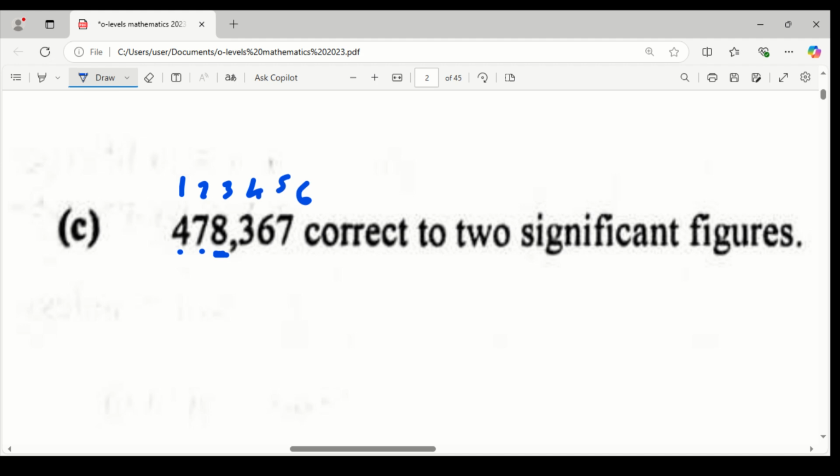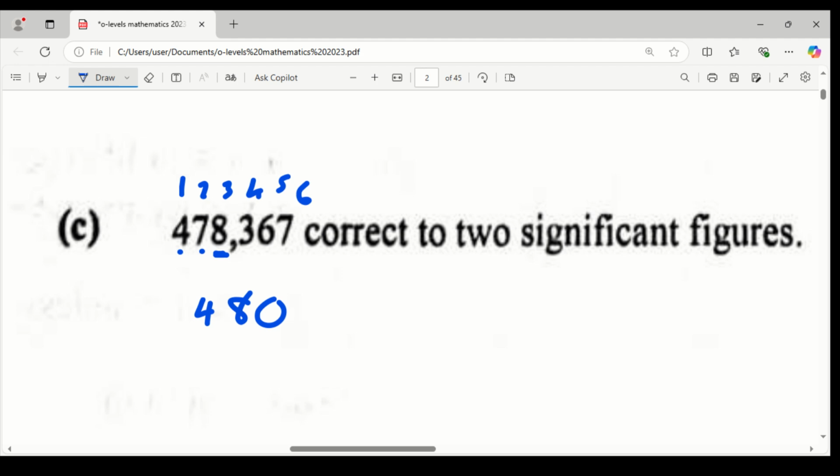Right, so we look on that number. If that number is greater or equal to 5, we add 1 to that 7. So we add 1 to that 7, and all the numbers after that 8 to the right hand side, they're going to be zeros. So in this case, it's supposed to be 480. So it becomes 480, right?